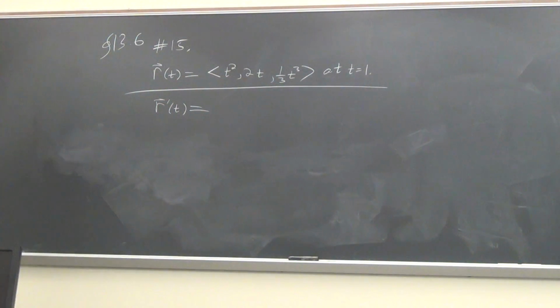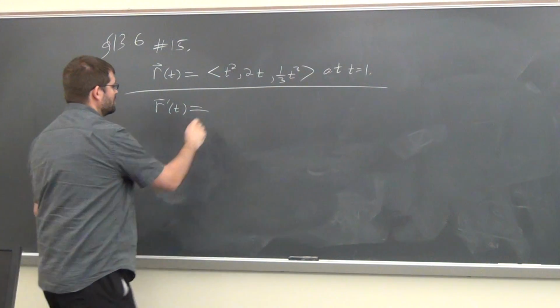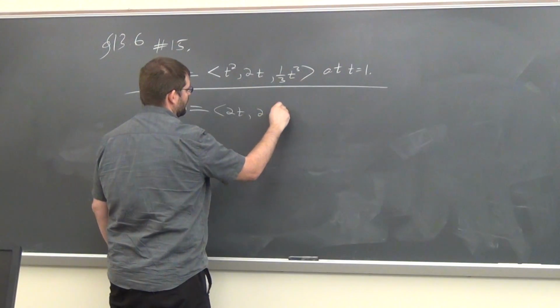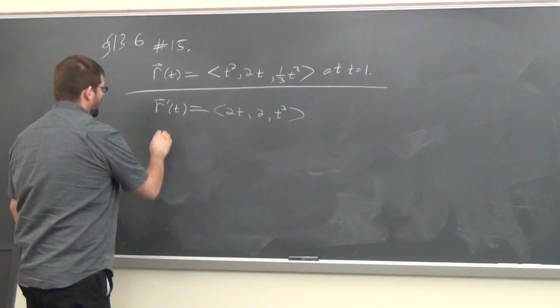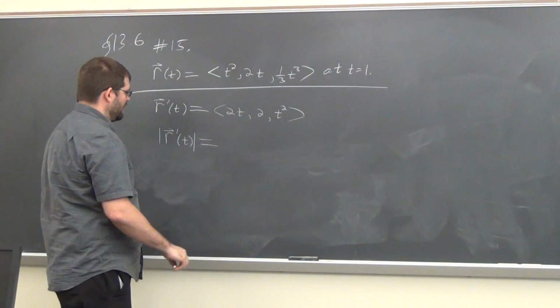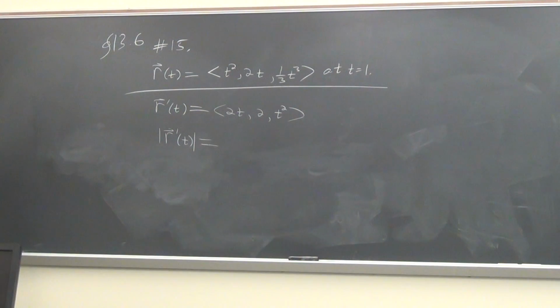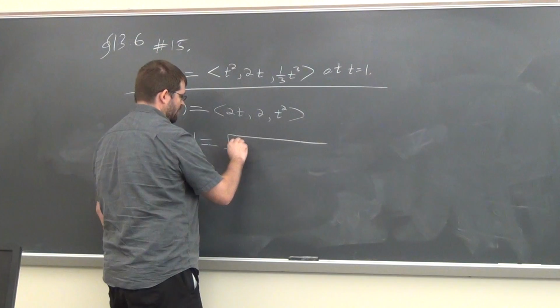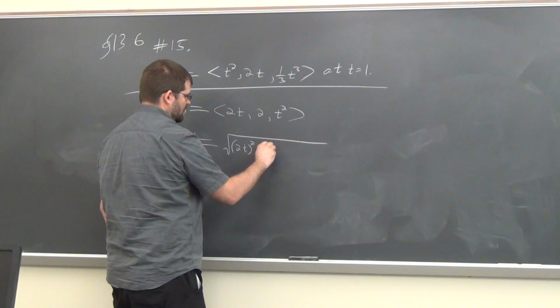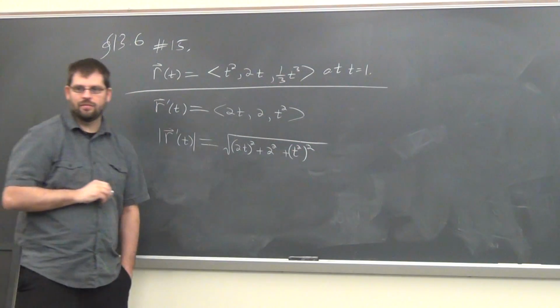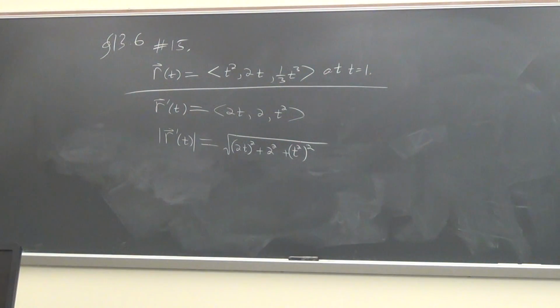So what's r prime? 2t, 2, t squared. Good. And then capital T will be that over the magnitude, right? So you compute the magnitude of this, which is the square root of (2t) squared plus 2 squared plus (t squared) squared. I want to ask, should I plug in t equals 1 here, or do I need to plug in at the end?